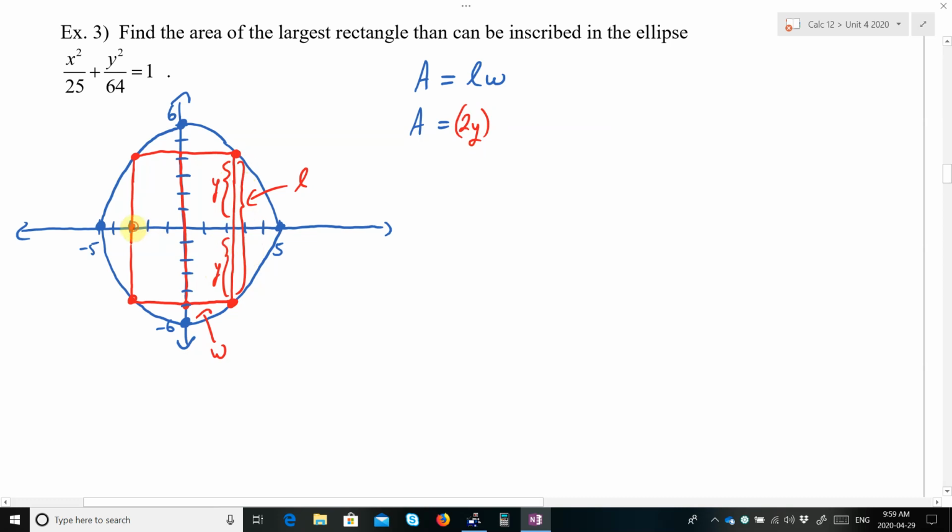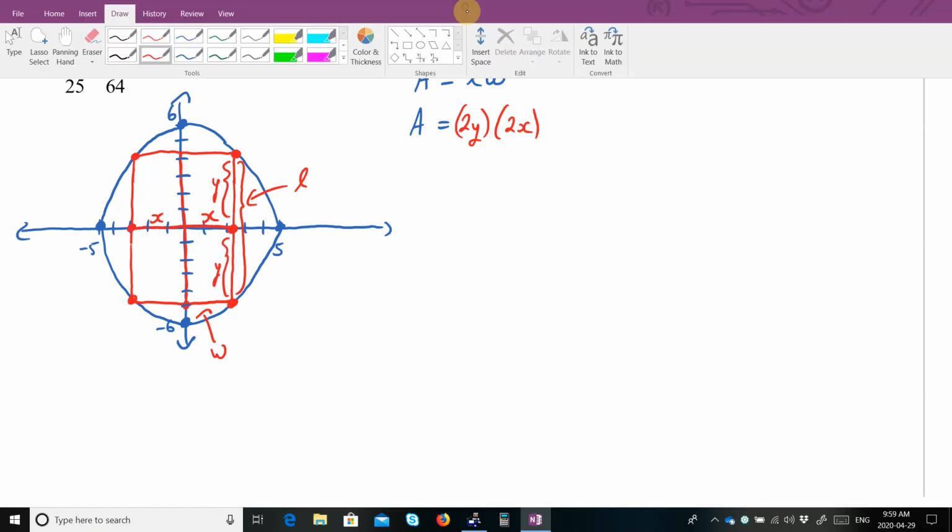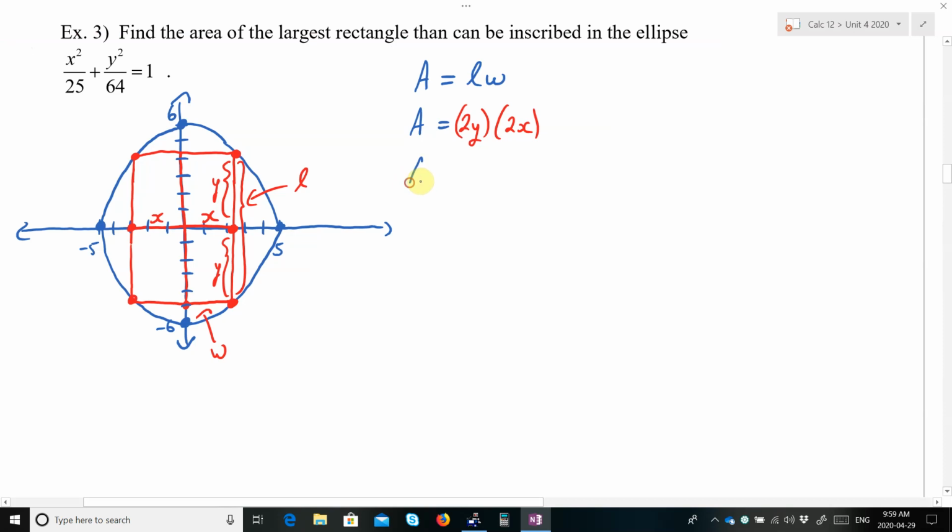And the width, we can think of going along the x-axis here. That matches up with the line width at the bottom there. You go x in this direction and the same amount of x in that direction because an ellipse is a symmetrical figure. So the width is 2x. Okay, so our expression for area is 2 times 2 is 4xy. That's going to be the area of that rectangle.